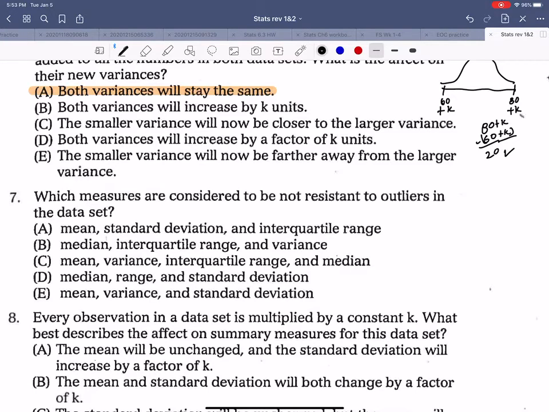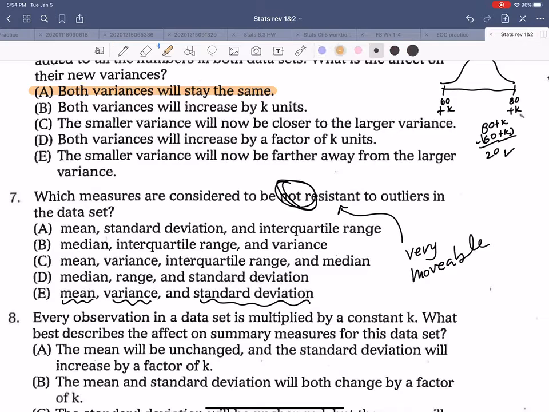All right, number 7. Which measures are considered not resistant, meaning very movable? Well, we know that the mean, the standard deviation, and the variance are all movable. So these are highly movable.